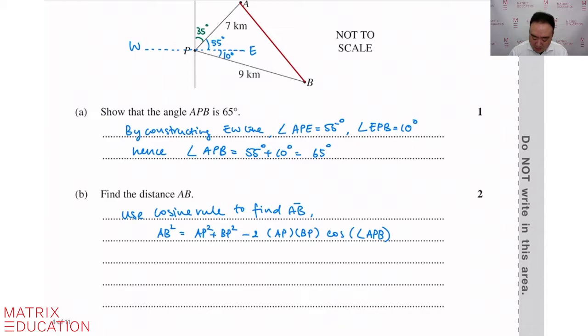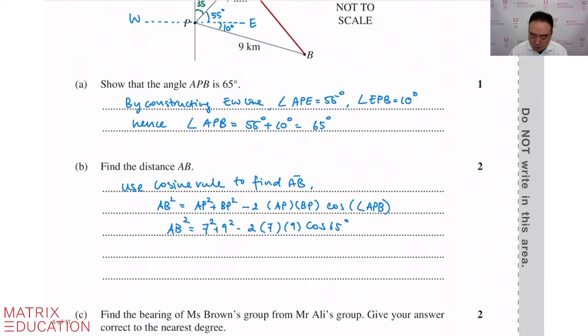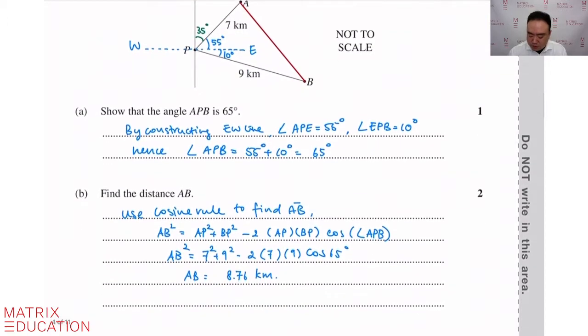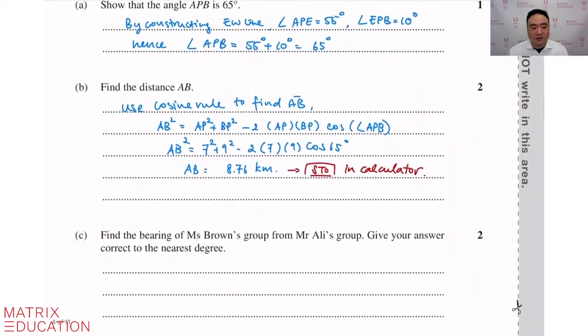Okay, so AB squared must be 7 squared plus 9 squared minus 2 times 7 times 9 cosine of 65 degrees. When you calculate this out, you would have that AB here is 8.76 kilometers. Now make sure you save this, store this in your calculator. So that's distance AB.